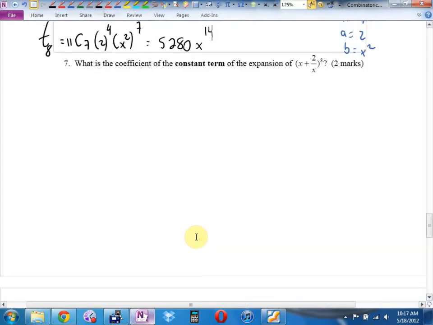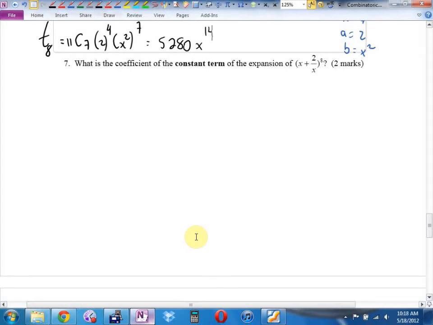Number 7. What is the coefficient of the constant term, i.e. the term independent of x? Well, to figure out the coefficient, I need to know when that term occurs. How am I going to do that? Don't ask me. How am I going to do that? Holly, what's n in this question? 8. So here's what that means.